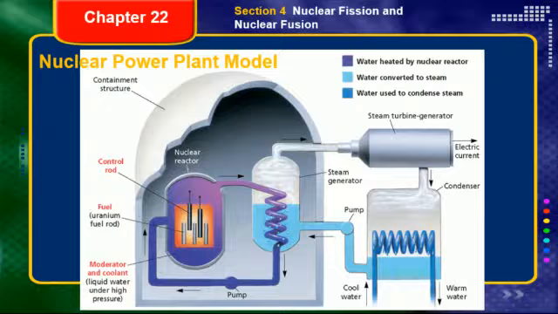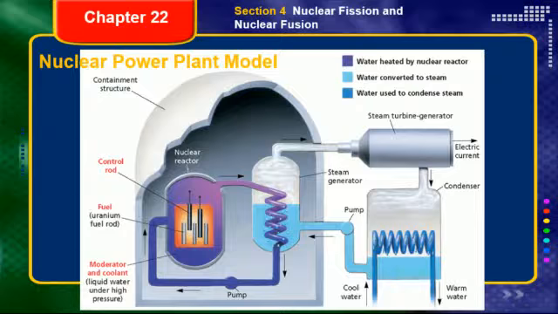Now, this is a diagram of a generic nuclear power plant. Okay, it's simply a model. This is actually something that you're going to need to know for your quick write for this pair of sections. You're actually going to be required to draw a diagram pretty similar to this.